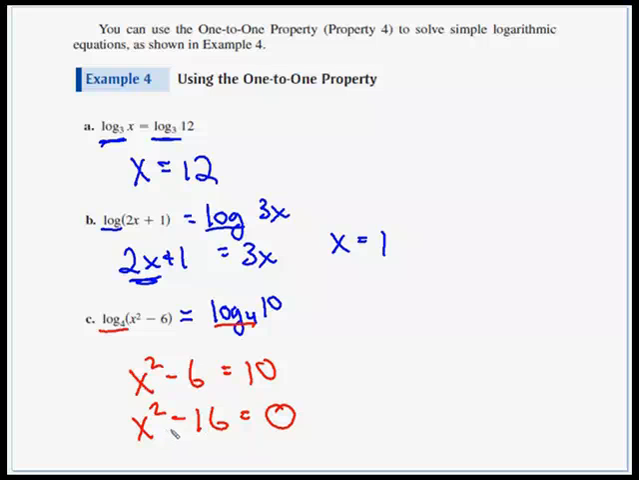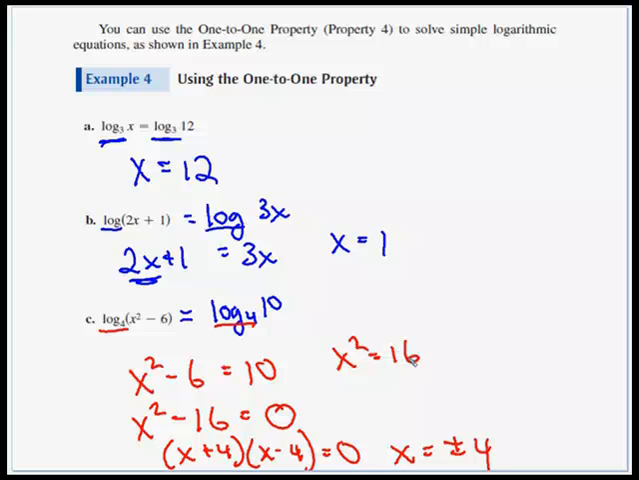Well, yeah, that would work. And we could factor this into x plus 4, x minus 4. And when we set each factor equal to 0, we get x equals positive or negative 4. Another way to do this, we could have just added 6 to both sides and got x squared equals 16. And once we had the squared variable isolated, we could square root both sides. x equals, the square root of 16 is positive or negative 4.